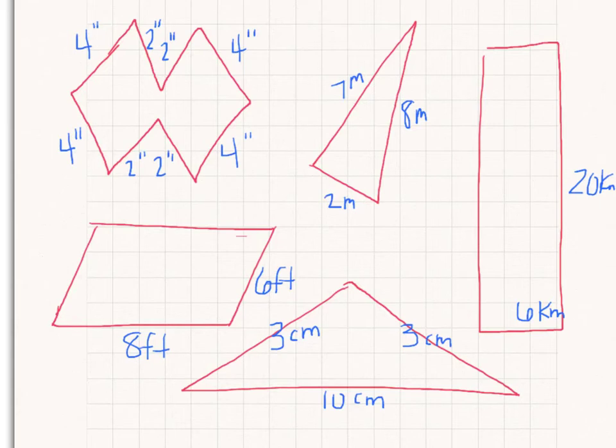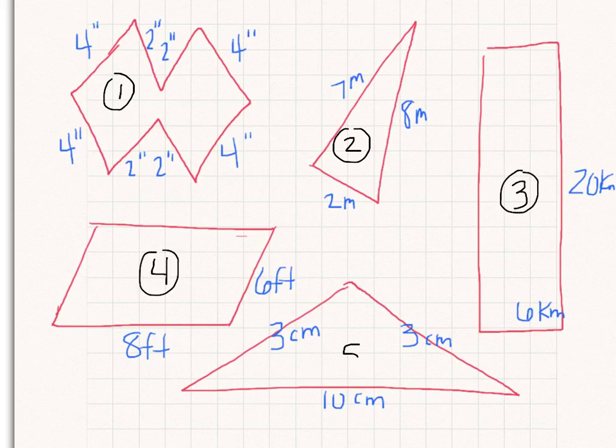Now go ahead and try and solve for these 5 objects. I'll go ahead and number them. Let's call this object number 1, object number 2, object number 3, object number 4, and object number 5.